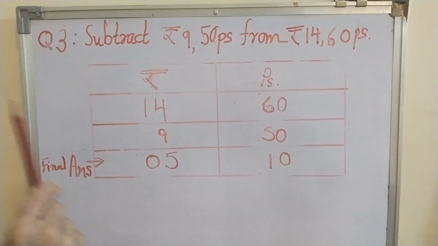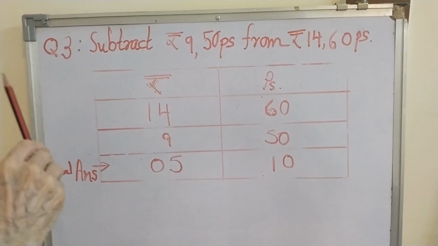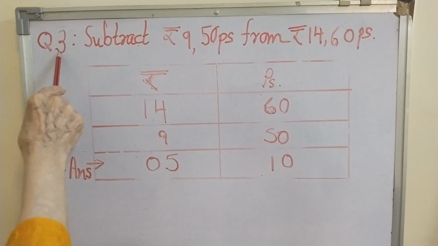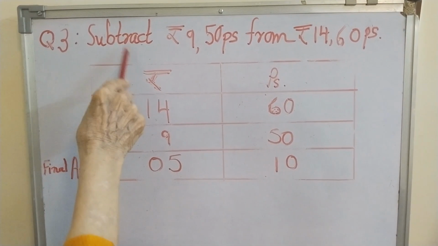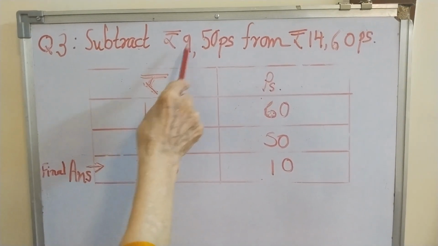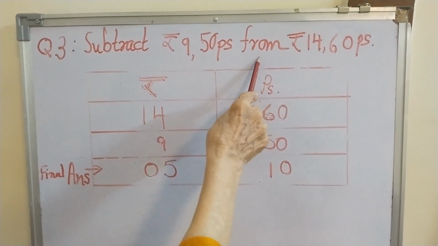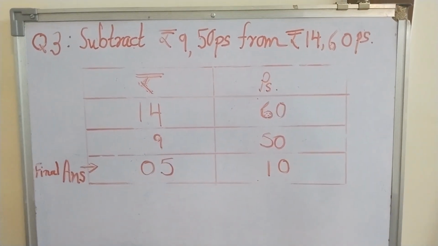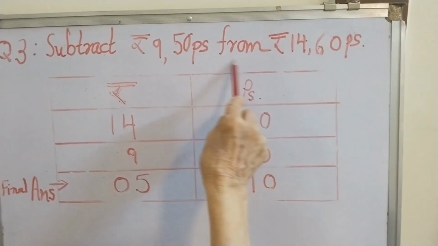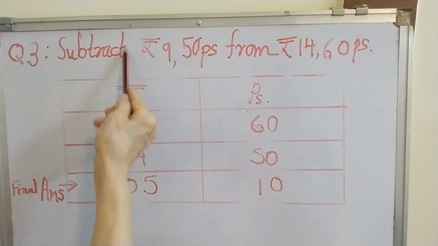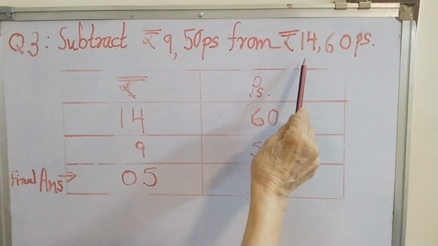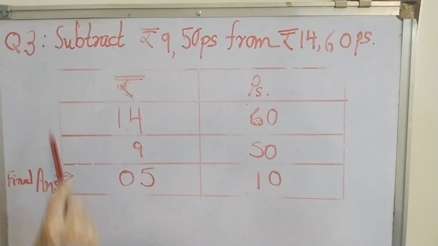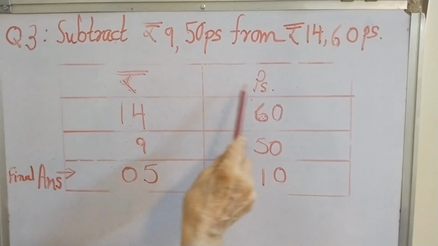Rani Betty, now let us take some examples on subtraction in measurement. Question 3 says, subtract 9 rupees 50 paisas from 14 rupees 60 paisas. So from this amount, this has to be subtracted. So naturally, this goes up. We draw a chart as usual. Write R and paisa here.